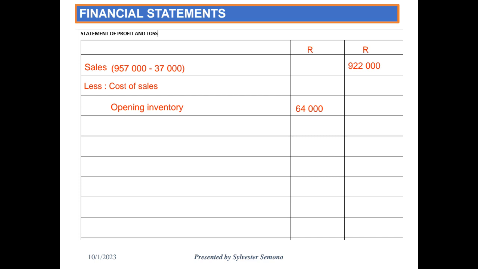Do you have any questions so far? I'm okay. Now after doing that, we need to go and find what we call purchases. We must go and add purchases. Let's check the information if we've got any purchases. Do we have any purchases? Yes.